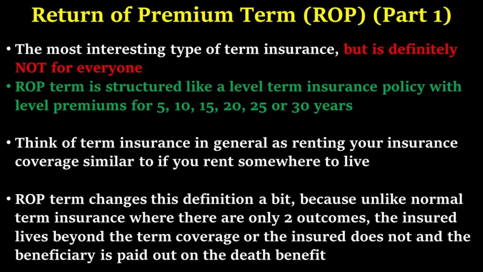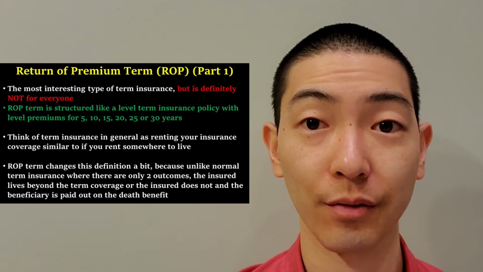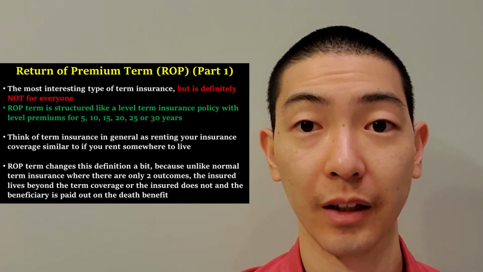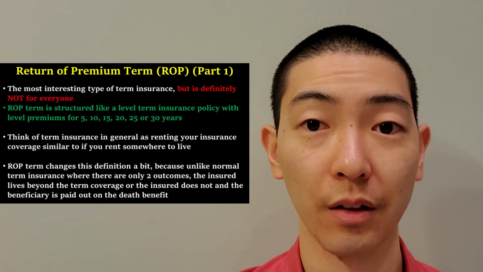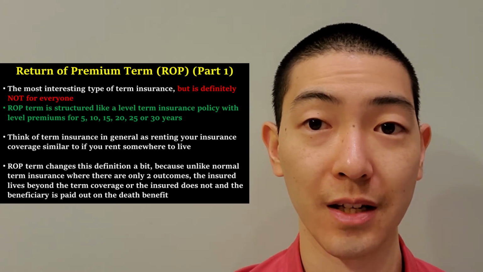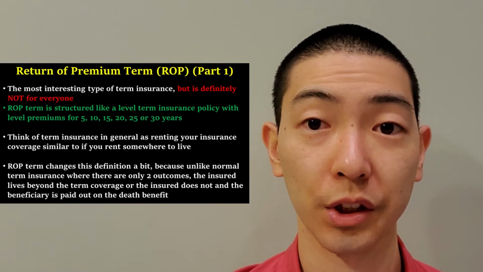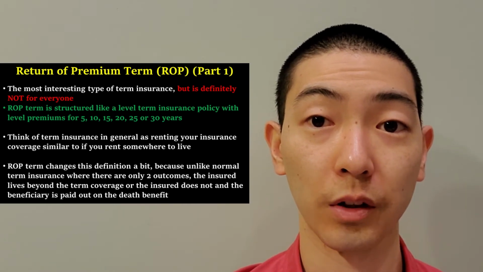Return of premium term, or ROP term, I think is the most interesting type of term insurance, but is definitely not for everyone. ROP term is structured like a level term insurance policy with level premiums for 5, 10, 15, 20, 25, or 30 years. Think of term insurance in general as renting your insurance coverage, similar to if you rent somewhere to live.